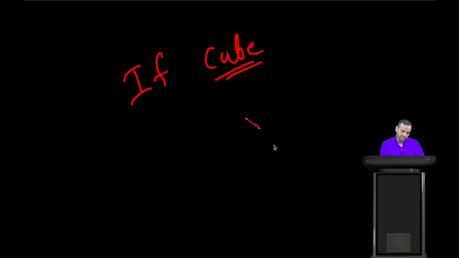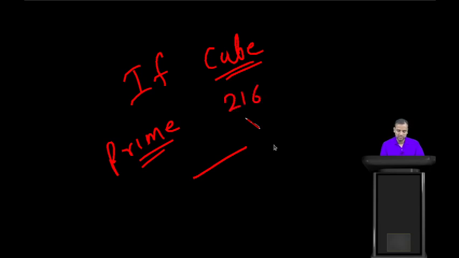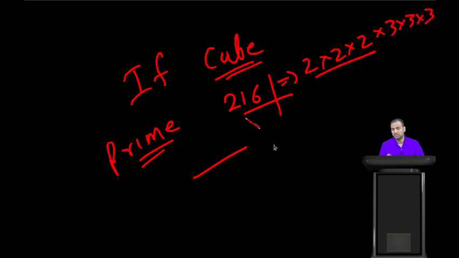In prime factorization, the prime factors always occur 3 times. For example, we have 216. Its prime factorization is 2 into 2 into 2 into 3 into 3 into 3. Here you can see how many times 2 appears? Yes, it is 3. And again, how many times 3 appears? Yes, it is 3. So in the prime factorization of a cube number, prime factors occur 3 times. Today we will learn more about this and try to find the cube root of a number.